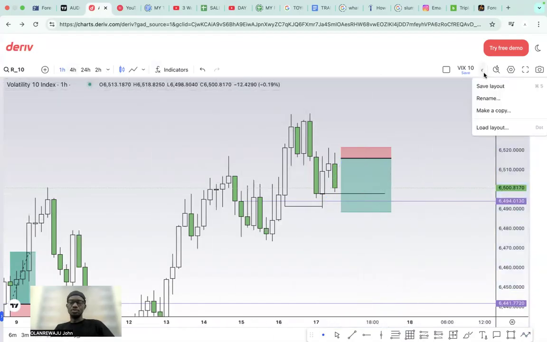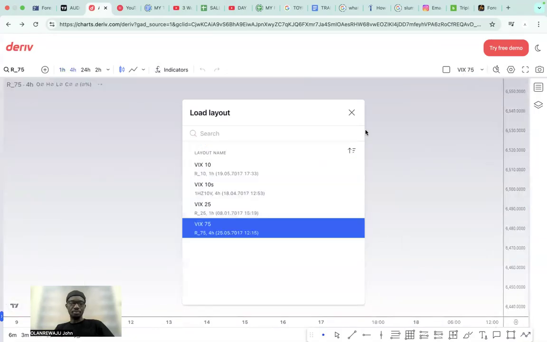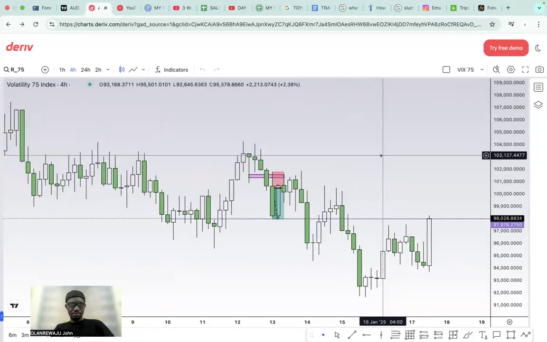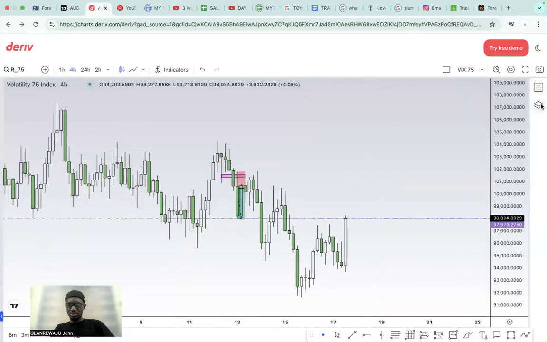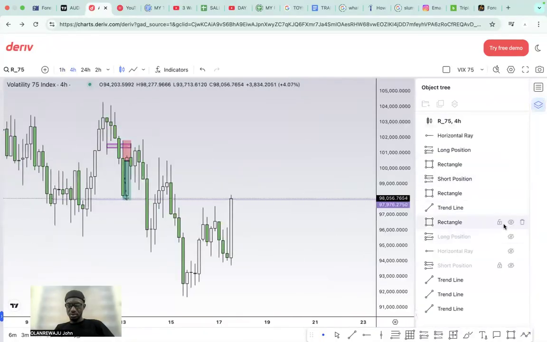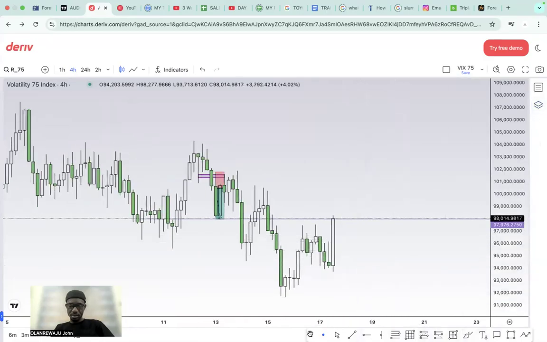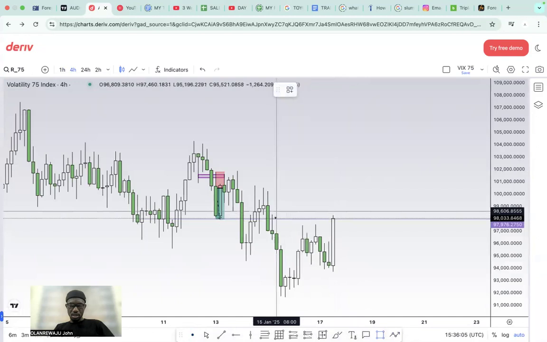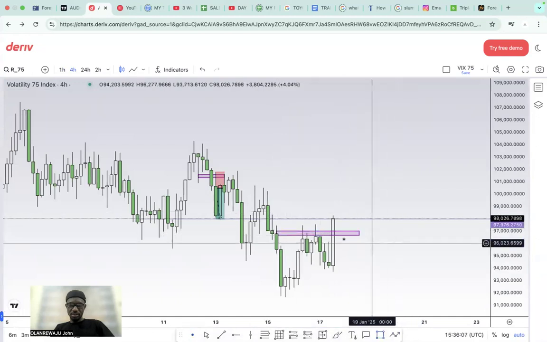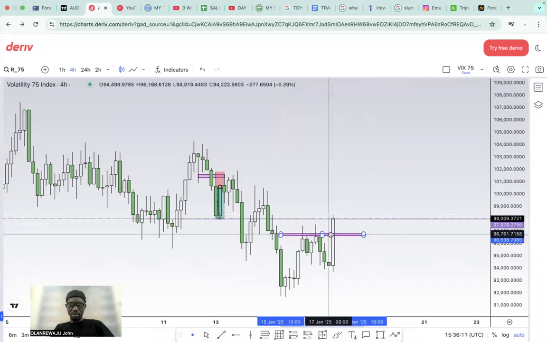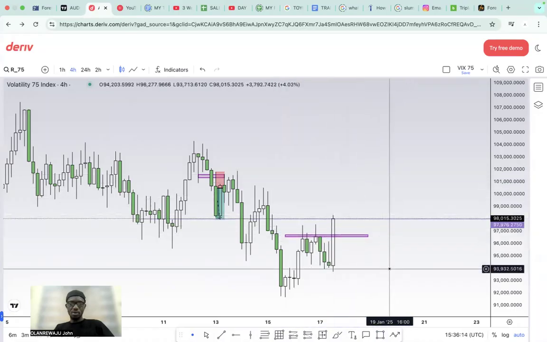So let's go back to VIX 75, where we're coming from. Why is that zone no longer there? Is it my network? It is well. So let's mark it out again. So I mark it out. And then what will I be expecting?